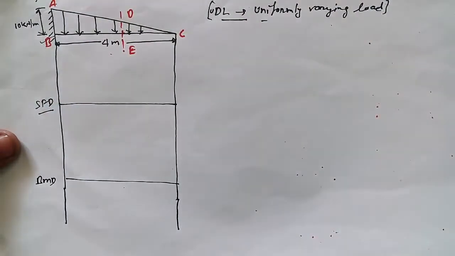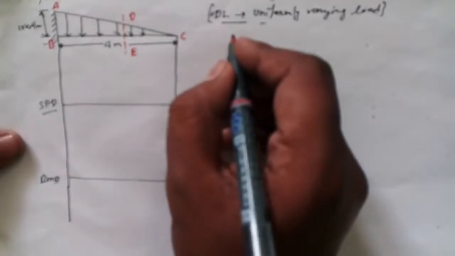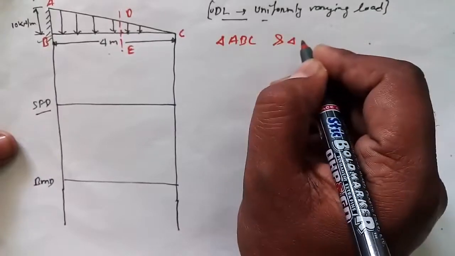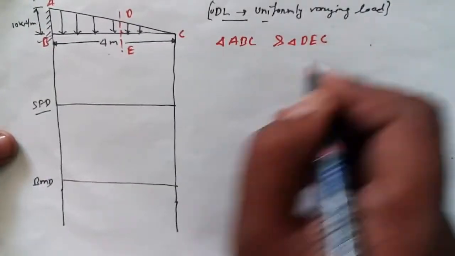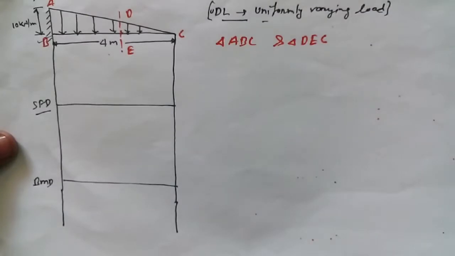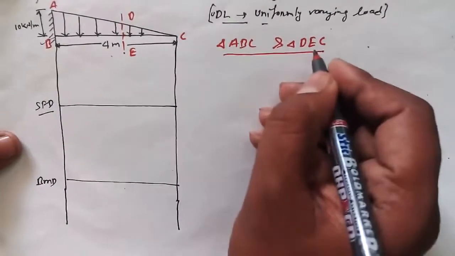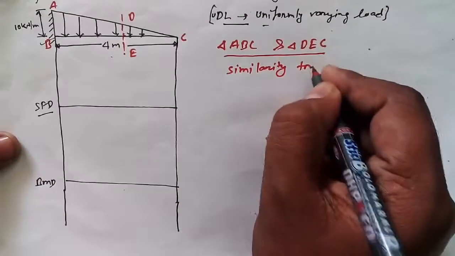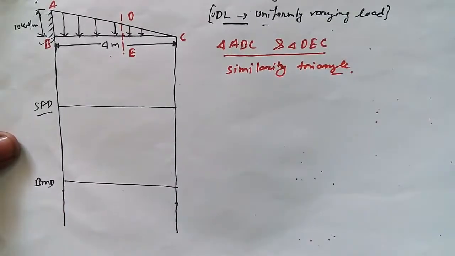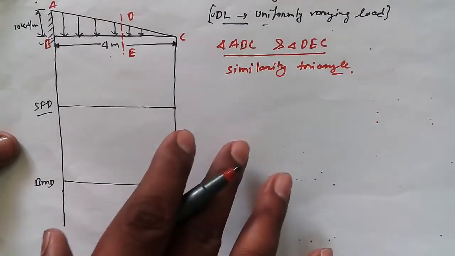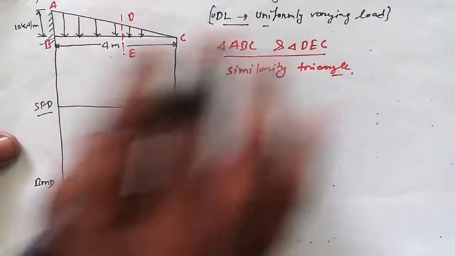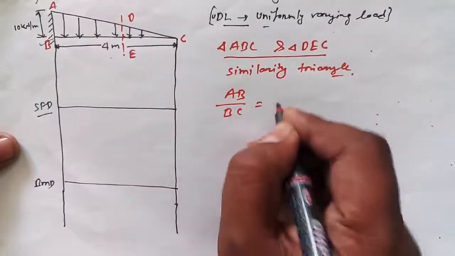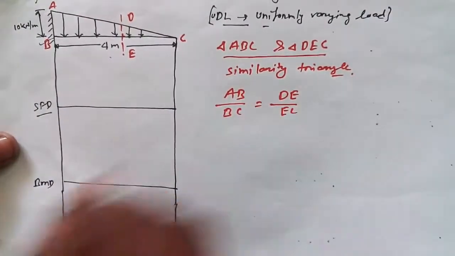Now we have two triangles, triangle ABC and triangle DEC. So from this we can take similar triangles. I hope you know about similar triangles. According to this, we can write an equation: AB upon BC is equal to DE upon EC.